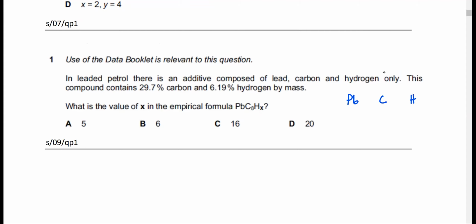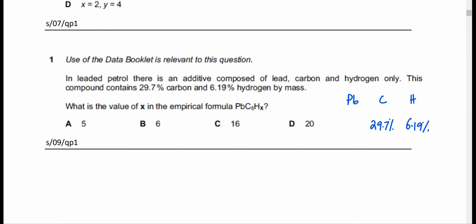Now this is O levels. You have studied this in O levels, how to find empirical formulas. So the percentage mass is given. Sometimes the mass is given, sometimes the percentage mass is given. It doesn't really matter, it's the same thing. So hydrogen is given as 6.19%, that the formula has 6.19% of hydrogen. It has 29.7% of carbon.